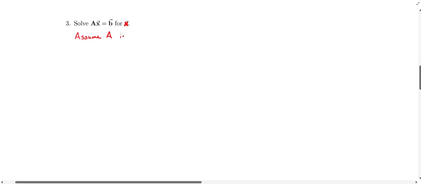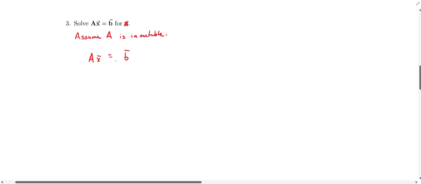that A is invertible. If A is not invertible, then none of what I'm about to do is going to work. So the next thing I'm going to do is let's take that equation, matrix A times X, we'll leave the parentheses off right now, is equal to B.